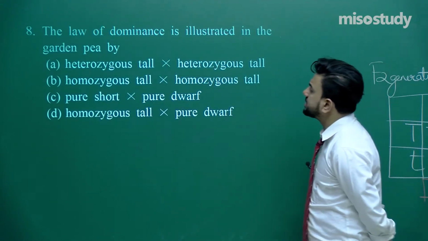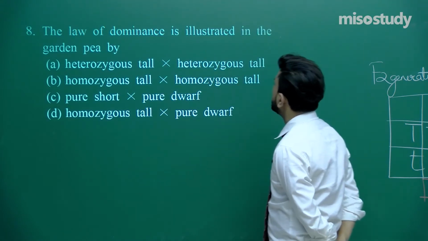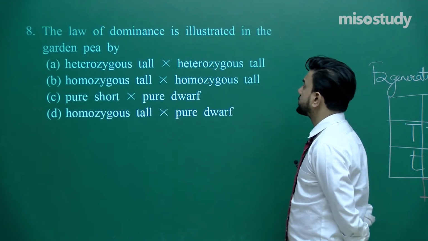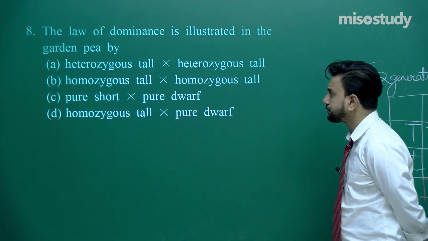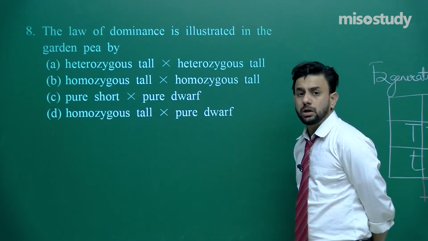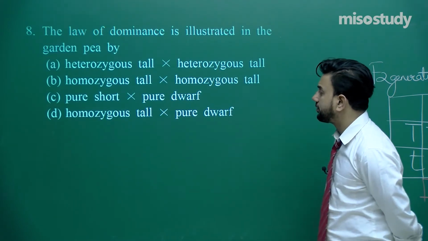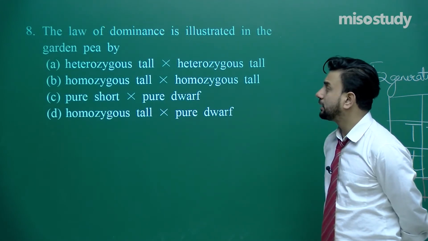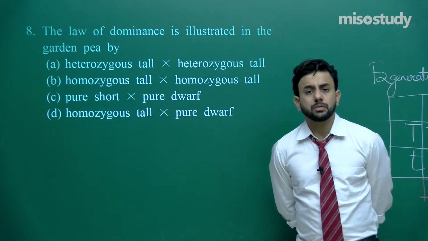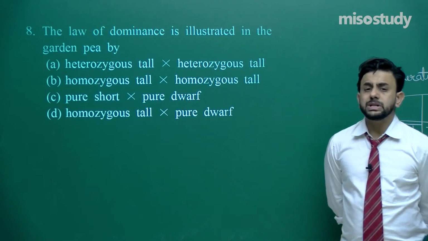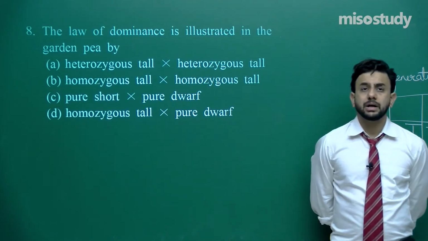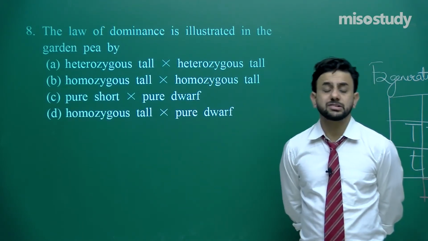The law of dominance is illustrated in the garden pea by the heterozygous tall and heterozygous tall, the homozygous tall and homozygous tall, the pure short and the pure dwarf, or the homozygous tall and the pure dwarf. What we did just now for the dwarf, for the tallness in pea plants, is absolutely the same thing that is asked in this question.